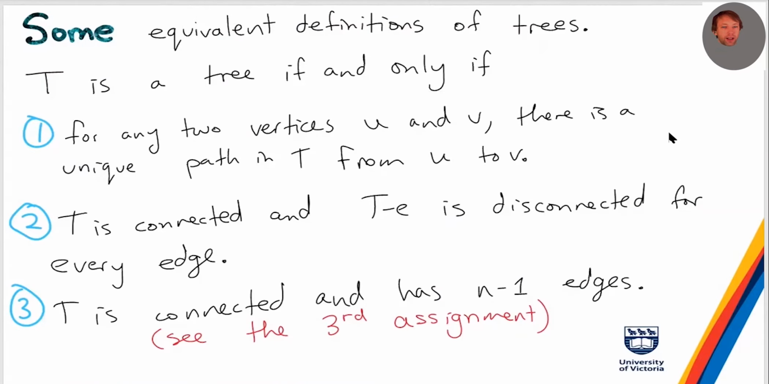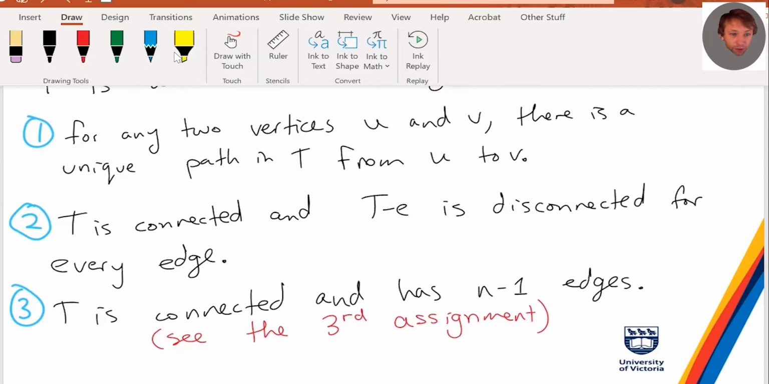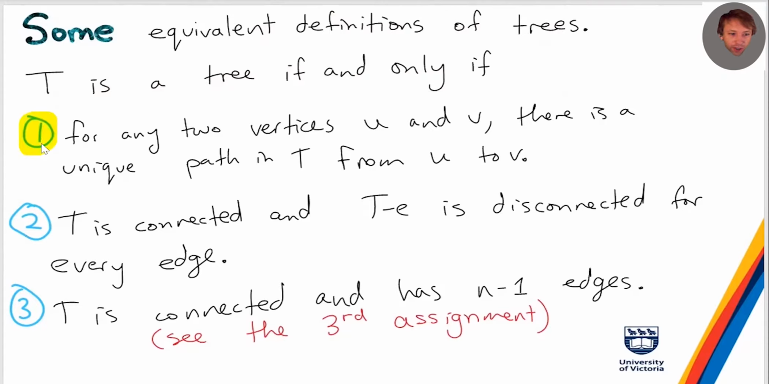Okay, so the way I've defined trees is probably the most standard way to say that a tree is a graph that's connected and it has no cycles. But there's a lot of different equivalent definitions of a tree. So we're going to look at a few different definitions, and prove that these things are equivalent to being a tree. So first of all, we're going to prove that a graph T is a tree if and only if for any two vertices u and v, there's a unique path in T that goes from u to v. So this is a characterization of a tree.